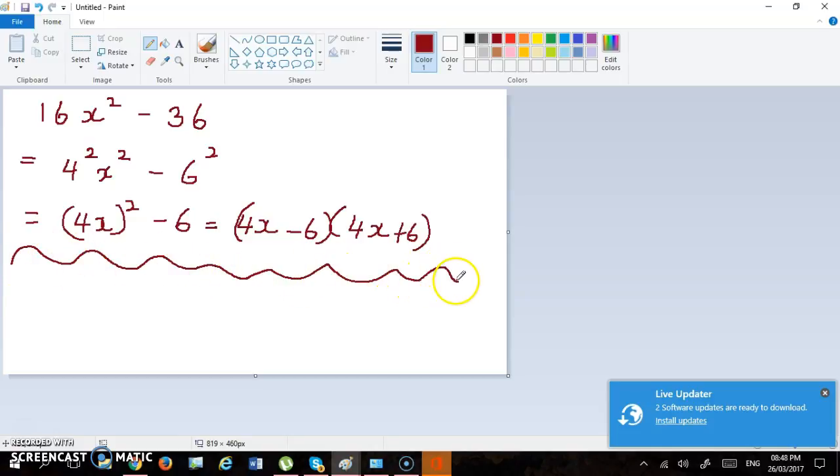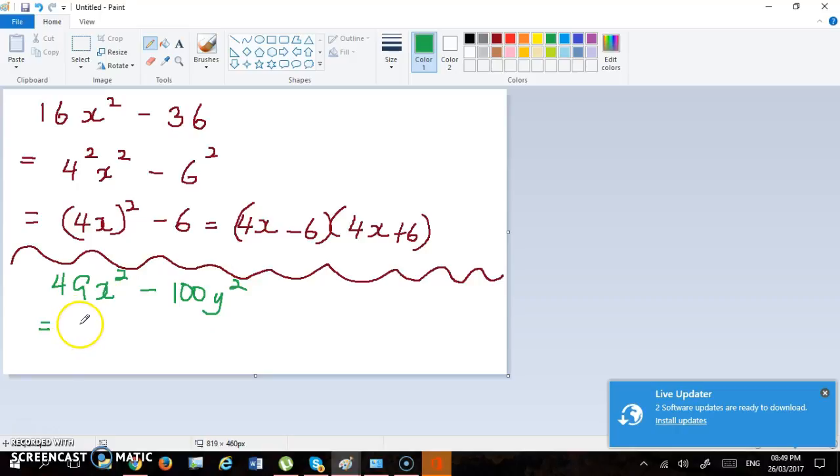I'm going to try another one. Let's use a different color here now. Okay, so supposing I have 49x squared take away 100y squared. Again, it's the same thing. You need to recognize that, okay, 49 is 7 squared, 100 is 10 squared.